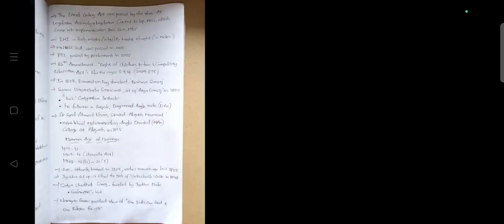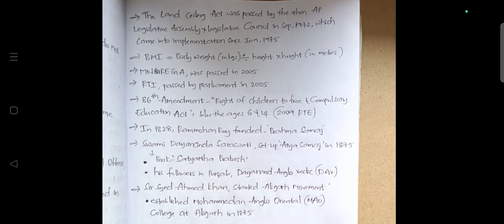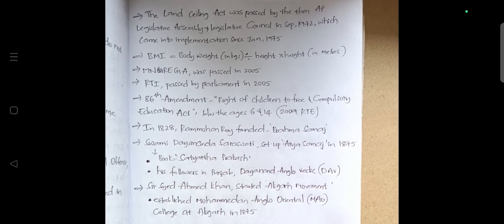Next, the Land Ceiling Act was passed by the then Andhra Pradesh Legislative Assembly and Legislative Council in September 1972, which came into implementation since January 1975.